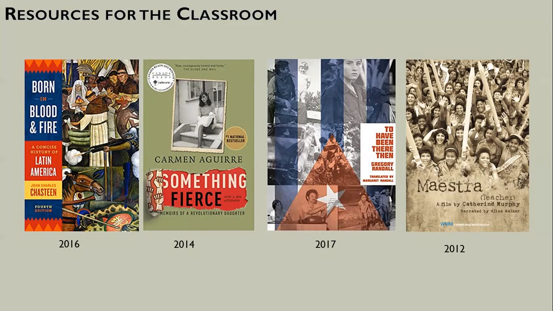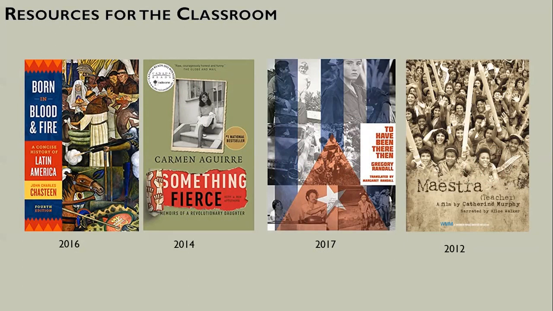In 2017, Gregory Randall, the son of the famous poet Margaret Randall, came out with his memoir. It's a very short little book called To Have Been There Then. I could not recommend this book enough. This is the firsthand account of Gregory Randall, who grew up in revolutionary Cuba in the 1960s and the 1970s. So it's this fabulous coming of age story about what it was like, growing up in the radical 60s on the other end of the Cold War in a revolutionary society.